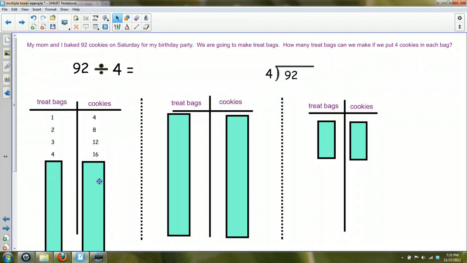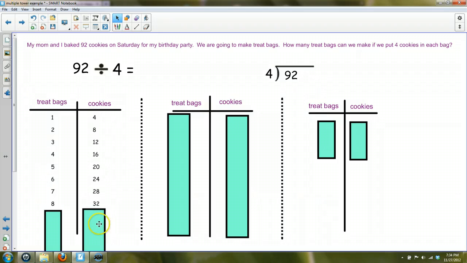4 treat bags, 16 cookies. 5 treat bags, 20 cookies. Oops, excuse me. 6 treat bags, 24 cookies. 7 treat bags, I've used 28 cookies. 8 treat bags, 32 cookies now. 9 treat bags, 36. 10 treat bags equals 40 cookies.